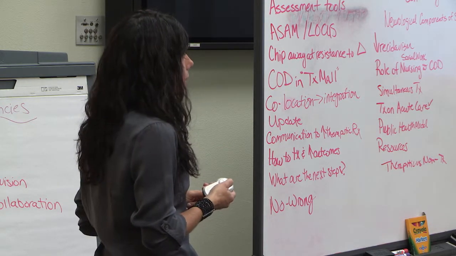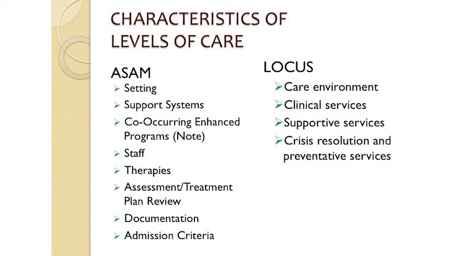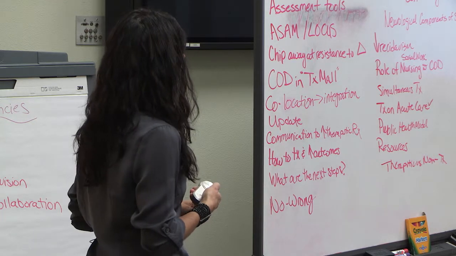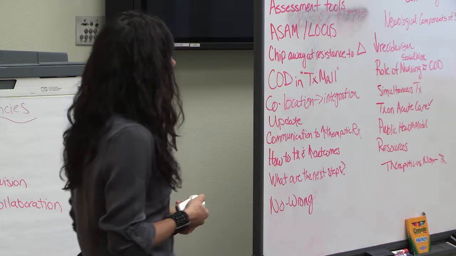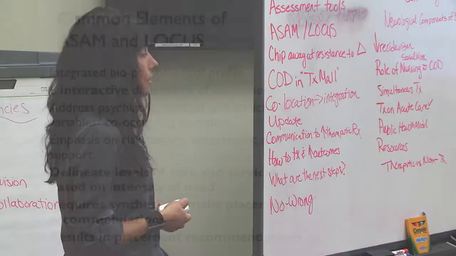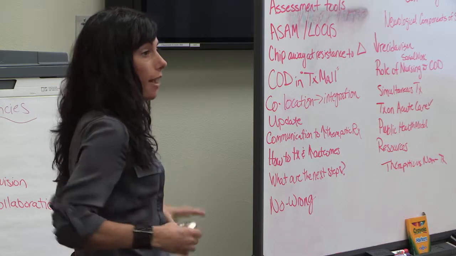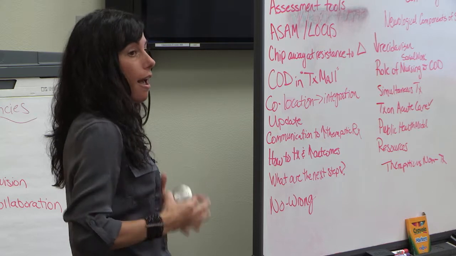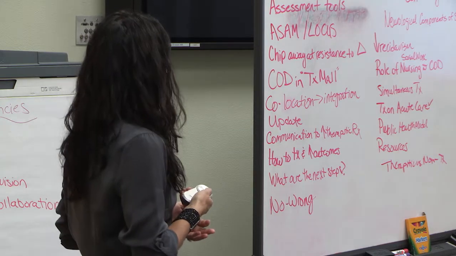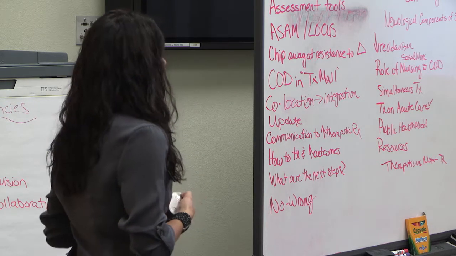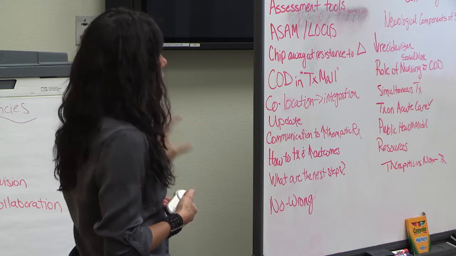The LOCUS simply looks at care environment, clinical services, supportive services, crisis resolution, and preventative services. So they also delineate levels of care and service based on the intensity of need. Both of them do this. They require a synthesis to make placement recommendations, and they result in placement recommendations. So you have to gather all of the information, put it all together, and then use that to make your placement recommendations.